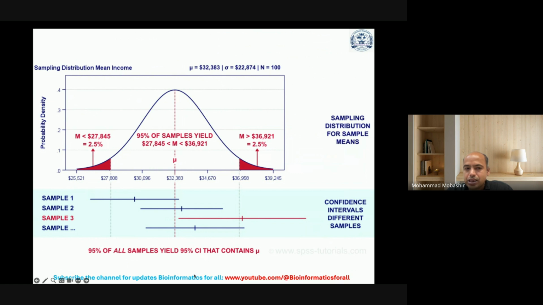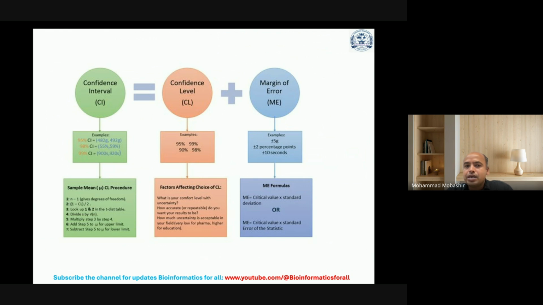So here what it says, 95% of all the samples yield 95% confidence intervals that contain mu, as you have seen for the central limit theorem. Now, a confidence interval can be seen in different ways, and then it can also be seen what the margin of errors are. So the sample mean for this confidence interval could be defined as an input parameter.